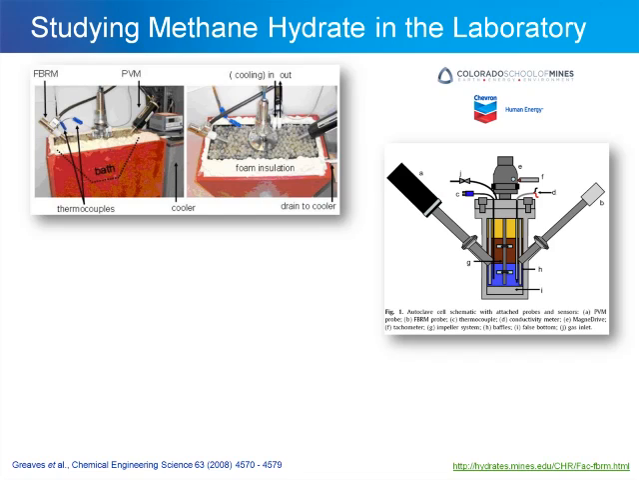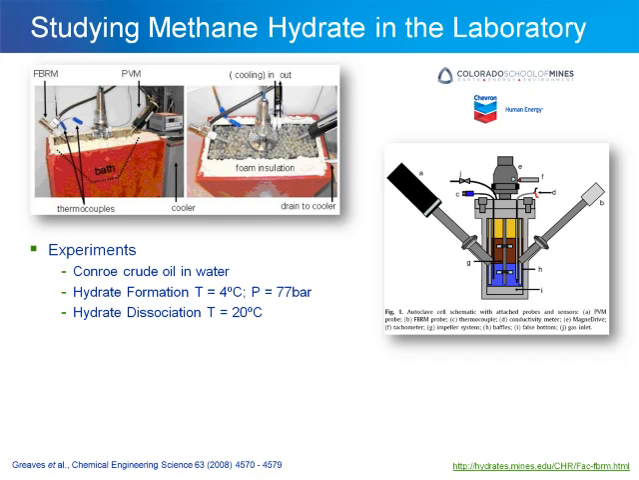In this work, methane hydrate formation and dissociation were studied in the laboratory. This work was published by the Colorado School of Mines in conjunction with Chevron. In these experiments, Dark Crude Oil was placed in water. Hydrates were formed under a pressure of 77 bar and 4 degrees Celsius, and subsequently dissociated at a temperature of 20 degrees Celsius. Both the FBRM and PVM were placed inside this pressure cell.